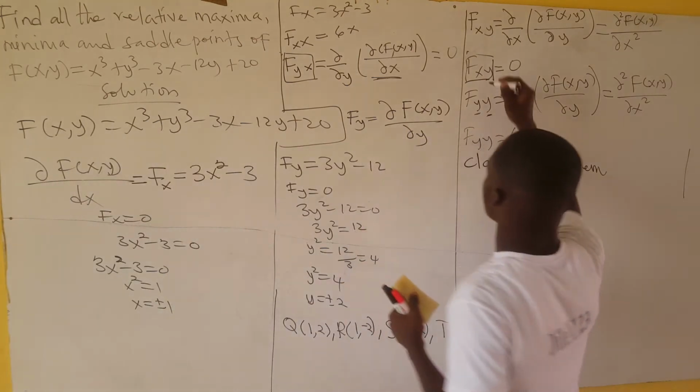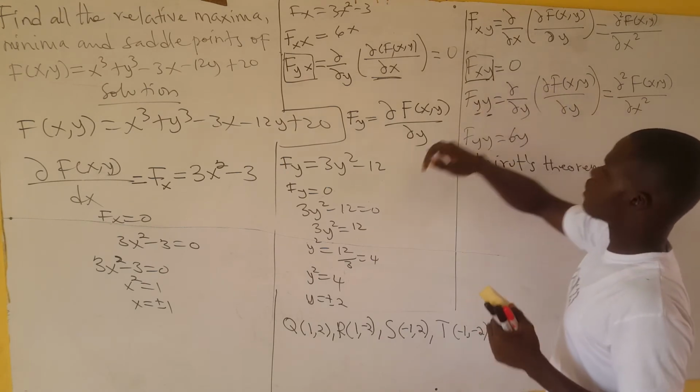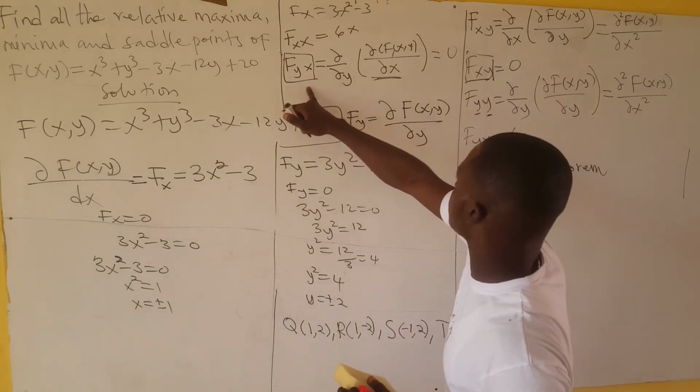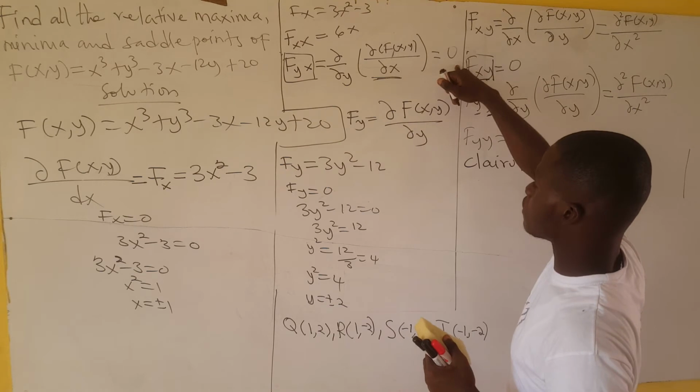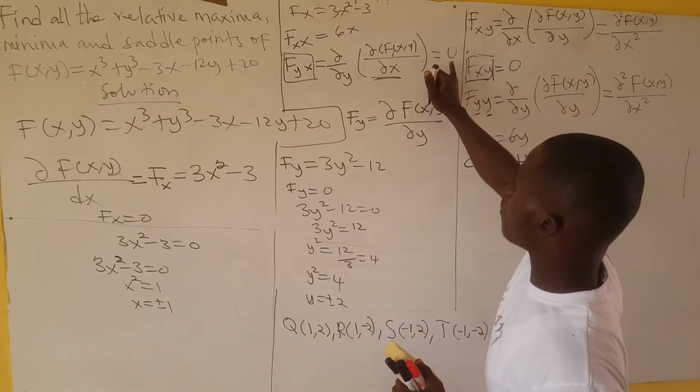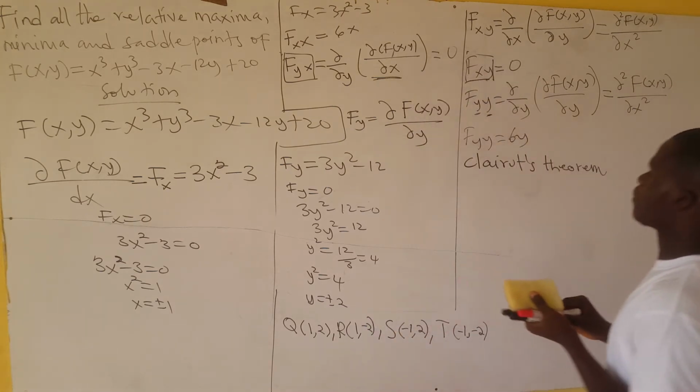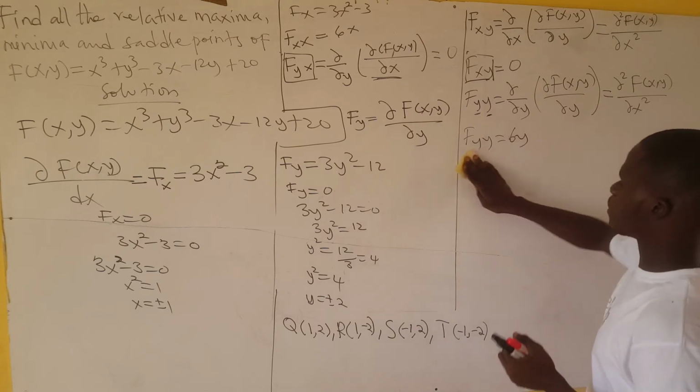We can see that fxy equals 0. Now we can also see that fyx is also equal to 0, right? Good. So fyx is also equal to 0. So that's what the Clairaut's theorem states.